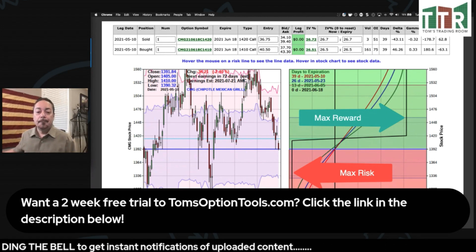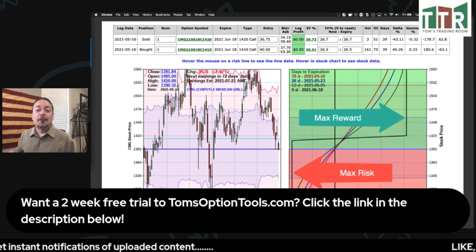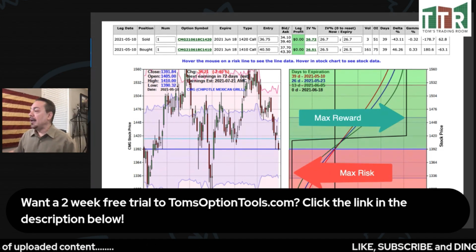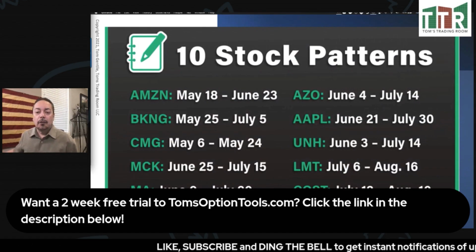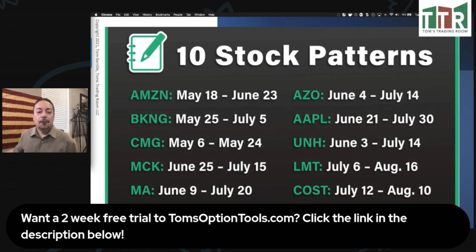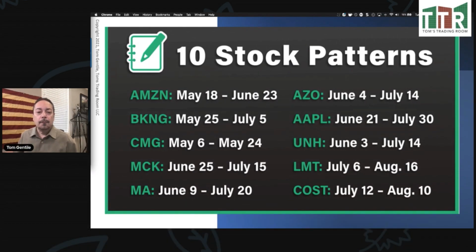So what are the other stocks that I'm looking at as I move forward? What do those 10 stocks look like? Well, these are the 10 stocks that we have on the grid as far as what we're looking at on the screen. So we're looking at, first of all, Amazon, May 18th to June 23rd. Booking.com has a pattern that starts May 25th to July 5th. McKesson Corp. pattern starts June 25th and ends on July 15th. MasterCard has a pattern from June 9th, and it ends on July 20th.